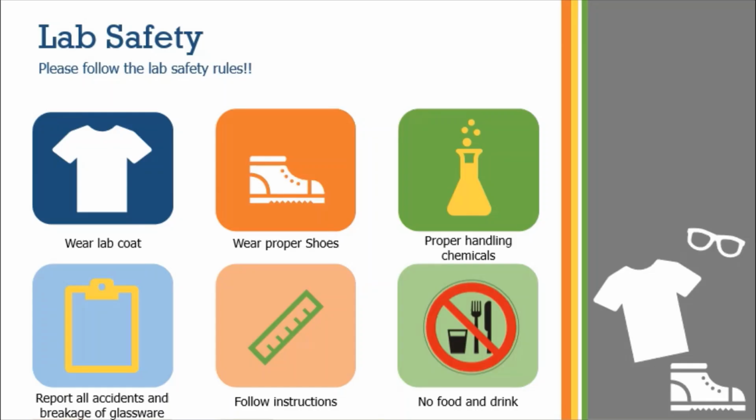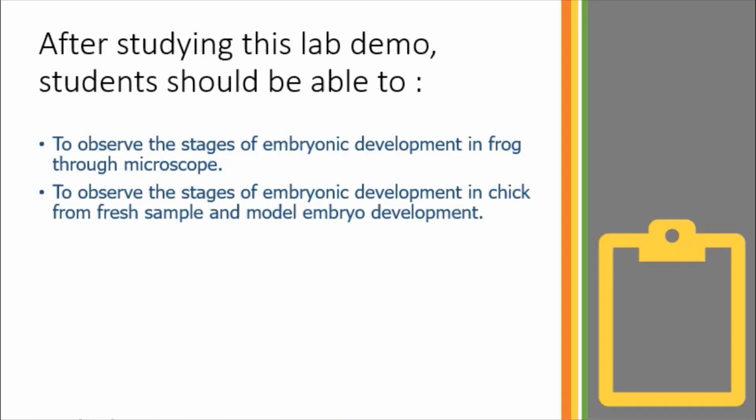Experiment number 4. After this lab, students should be able to observe stages of embryonic development in frog and also observe the embryonic development in chick.